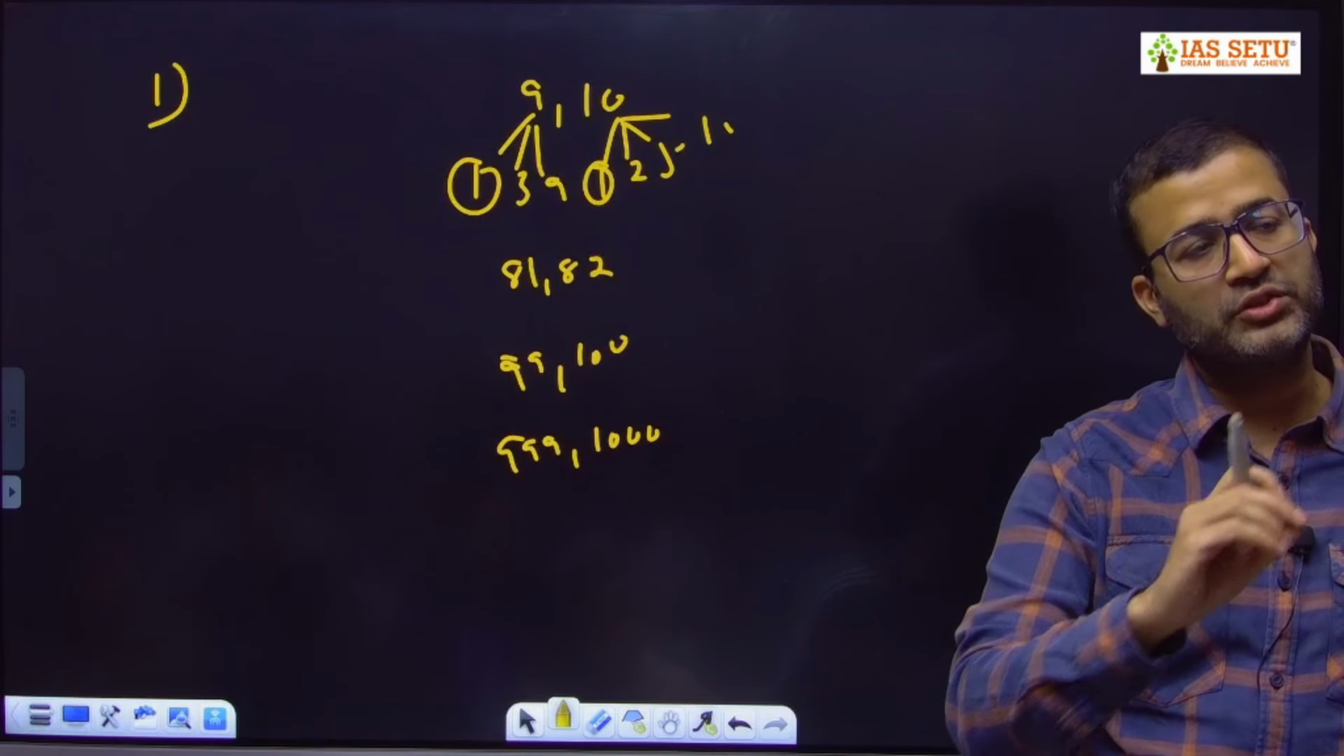Now second observation. Two consecutive odd number. Mind the word odd number. Two consecutive odd number are always co-prime to each other.